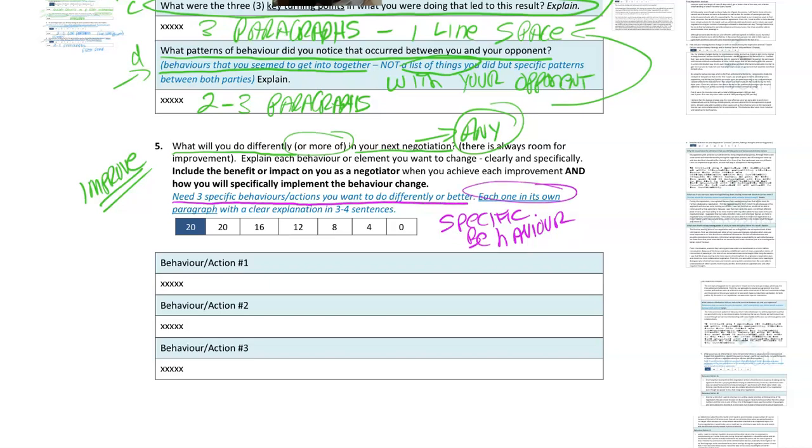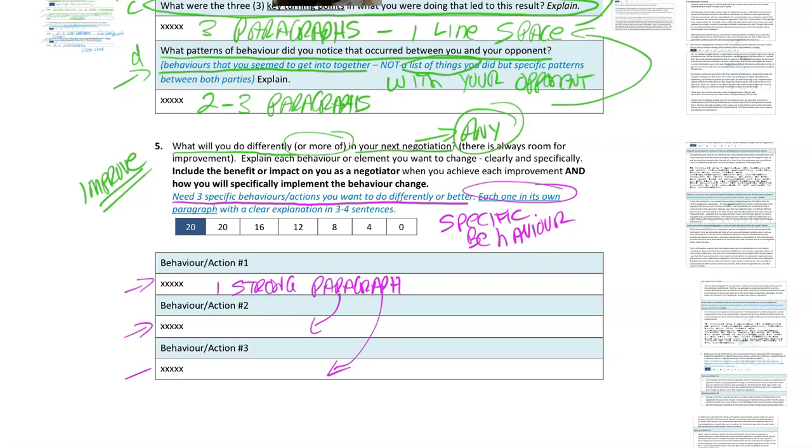So each one is separated here. You can see, obviously, the box, the table, each one here. So 1, 1, and 1. And this is one strong paragraph each. 1 here, 1 here, and 1 here.